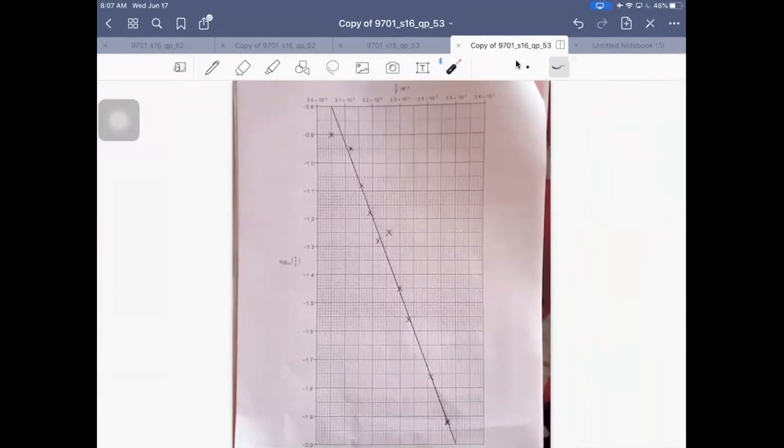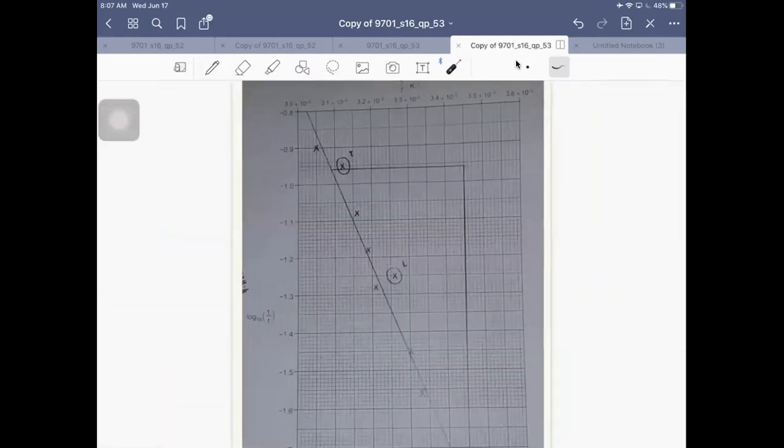Okay, just give me a few more minutes. I'm still charging my Apple Pencil. That's why I cannot point at things.